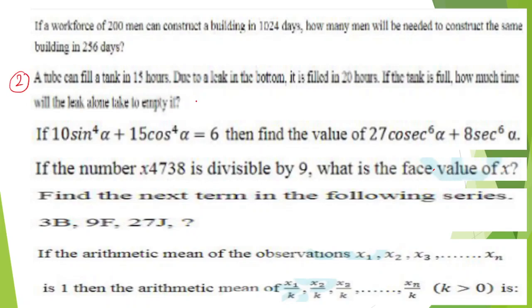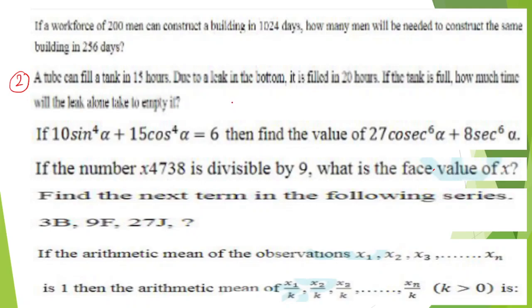A tube can fill a tank in 15 hours. Due to a leak in the bottom, it is filled in 20 hours. If the tank is full, how much time will the leak alone take to empty it?